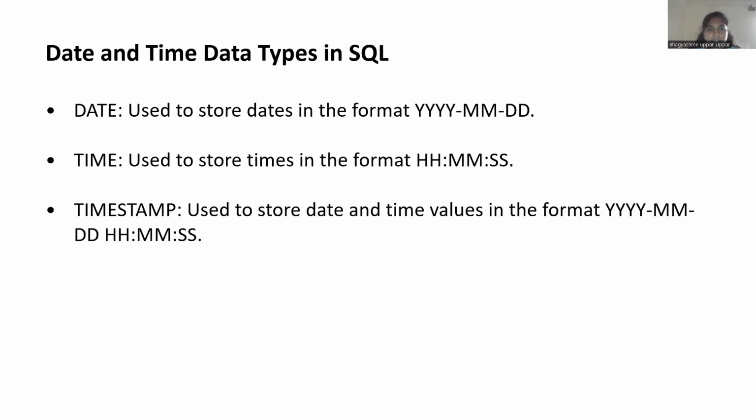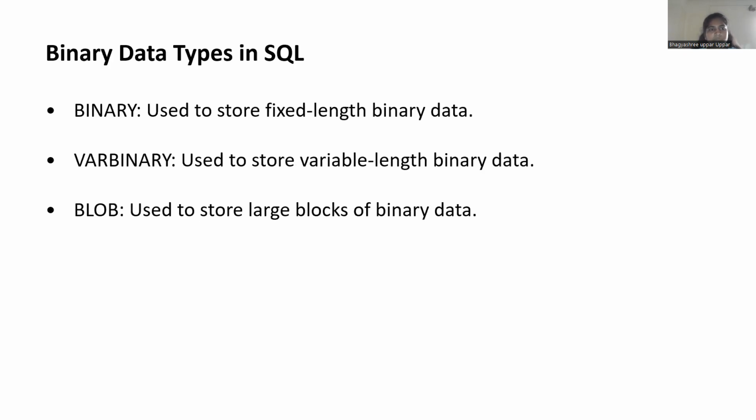Date and time data types in SQL. Date is used to store dates in the format year, month, and date. Time is used to store times in the format hour, minute, and seconds. Timestamp is used to store date and time values in the format year, month, date, and hours, minutes, and seconds.